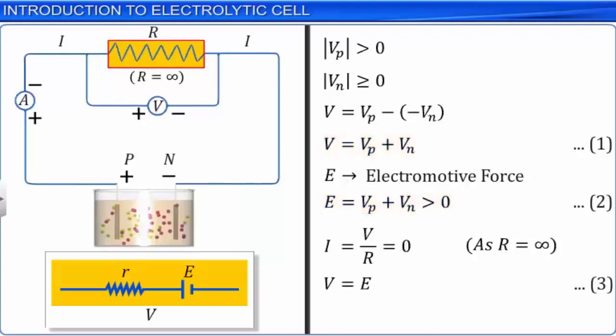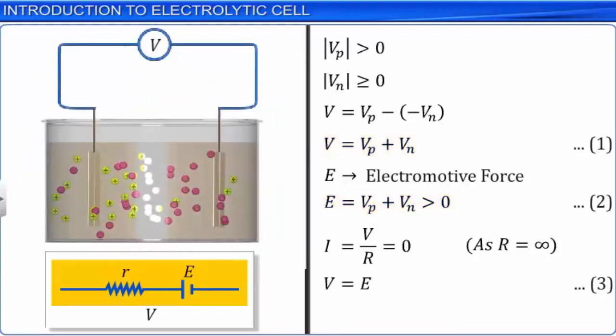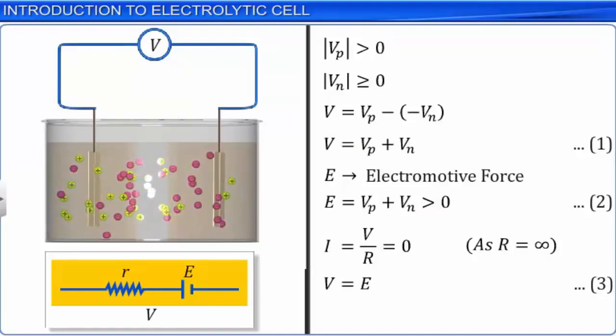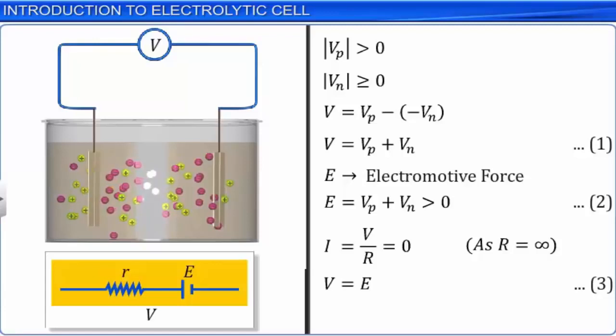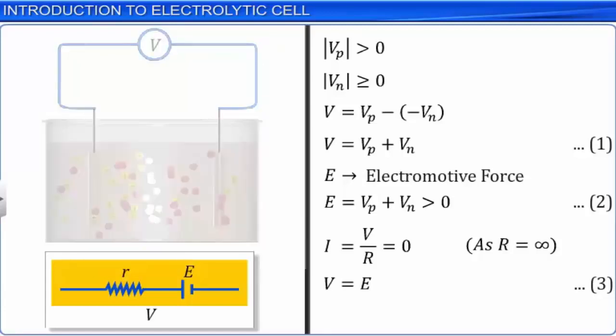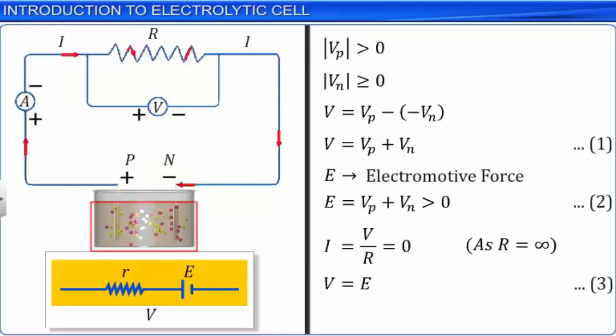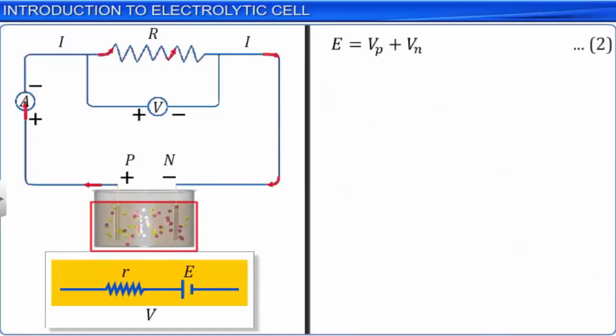From equation 3, we can conclude that EMF, E, is the potential difference between the positive and negative electrodes in an open circuit. That is, when there is no current passing through the cell. Let us now return to the original circuit consisting of a resistor with a finite resistance. Now, as the resistance is finite, I is not equal to 0.